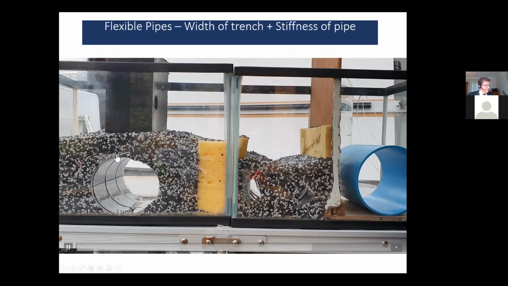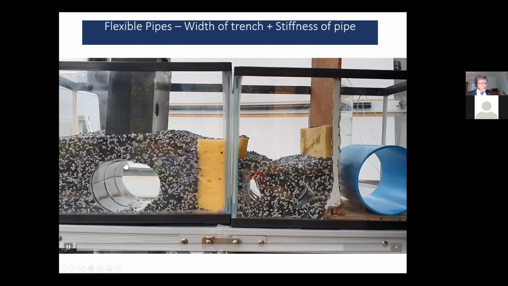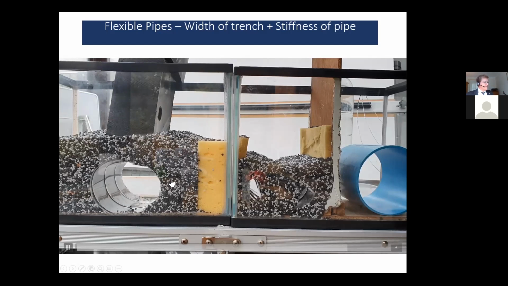So this side, same gravel, same pipe, same natural ground, just a wider trench. Block 1 goes on, block 2 goes on, and it's moving, compacting this material. Block 3 goes on, and it's managed to hold it. And so the trench width also matters, and it's a way of strengthening pipes in softer ground conditions.